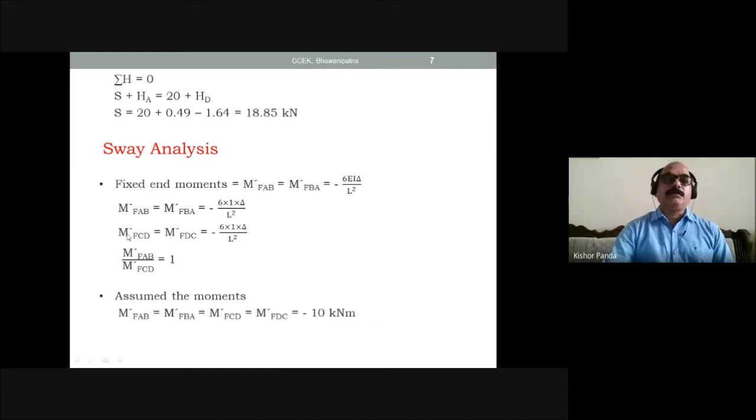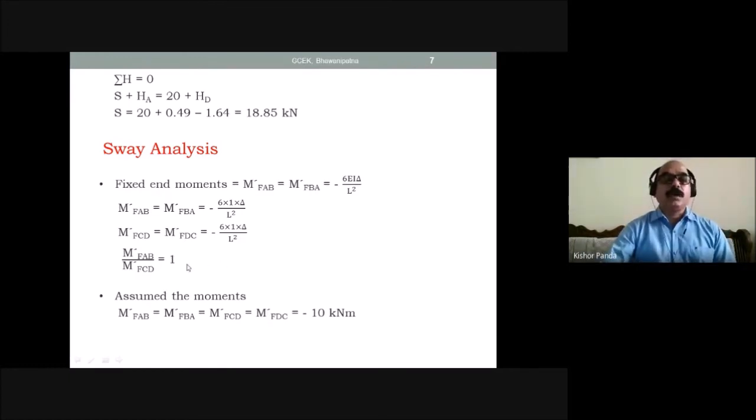Similarly, find out M dash FCD and M dash FDC, the fixed moment due to the sway amount delta, minus 6(1) into delta by L square. Then what is the ratio of these? M dash FAB by M dash FCD is equal to 1, because this is also the same value. So the ratio is equal to 1, and M dash FAB is equal to M dash FCD.